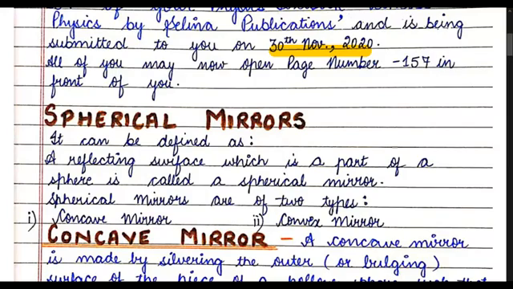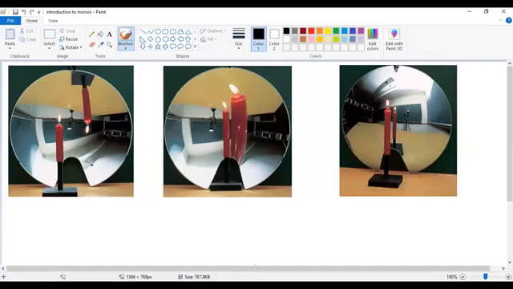But students, in certain cases, you might have experienced that there are many kinds of mirrors in which the image can be inverted, that is upside down. The image can be magnified, the height of the image is more than the object, and sometimes the height of the image is less than that of the object.